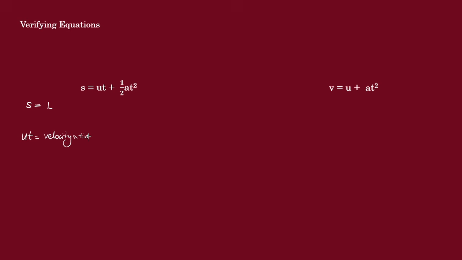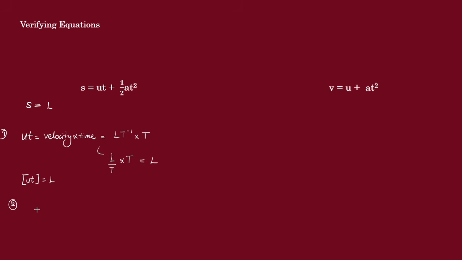Velocity times time. Because velocity is length per time, that's LT minus 1 times T. If we were to write this out as a fraction, it would be L over T times T, which is going to be the same as L. So we know that ut has dimensions L. So this is the first product term.